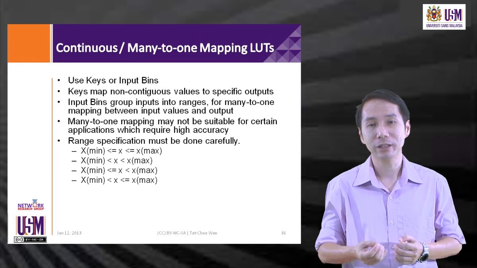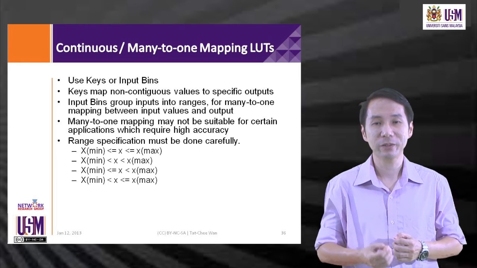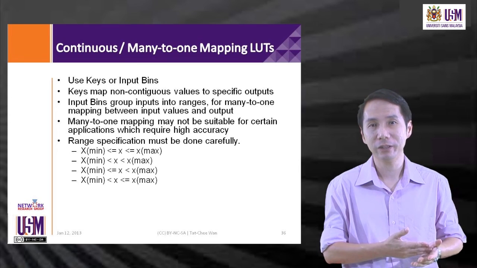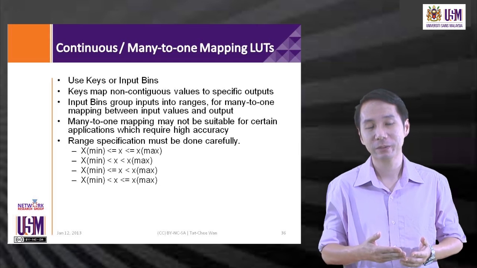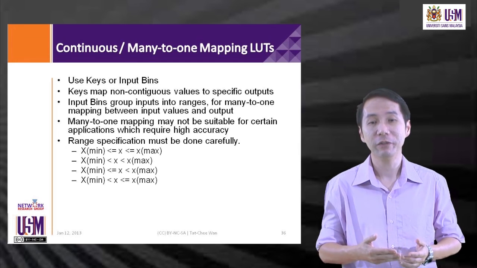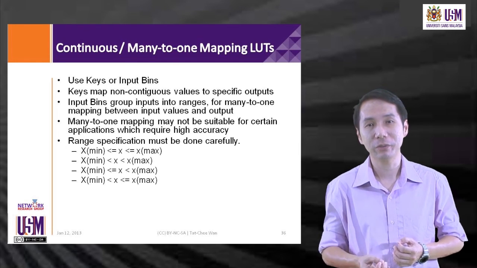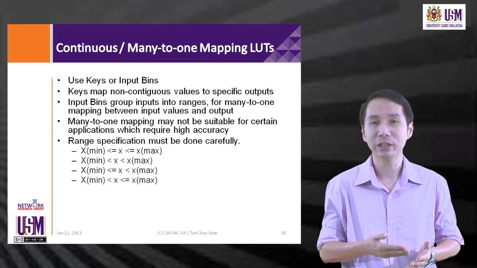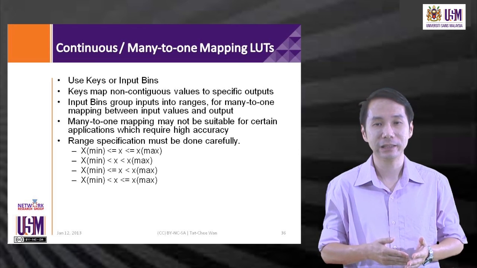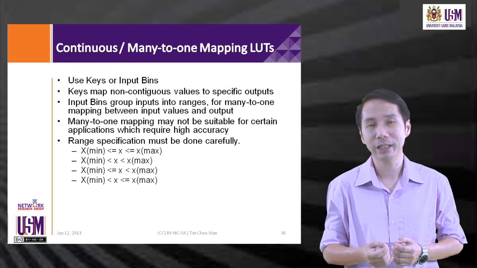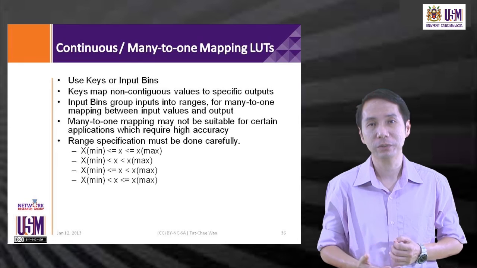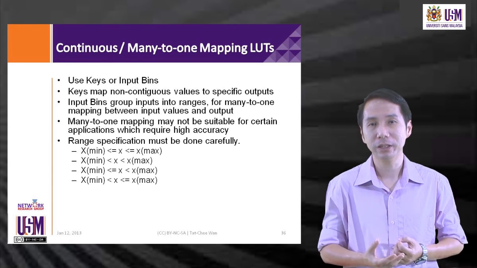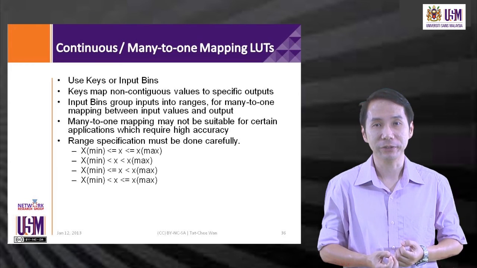mapping using input bins. The range specification must be done carefully, where we have the minimum value for a given bin and the maximum value of the given bin defined. And we also must take into consideration whether it includes the limits or excludes the limits, or includes only one of the limits and not the other. If this is not defined carefully, then the algorithm will not function properly, because there may be more than one matching input bin for a particular input value.